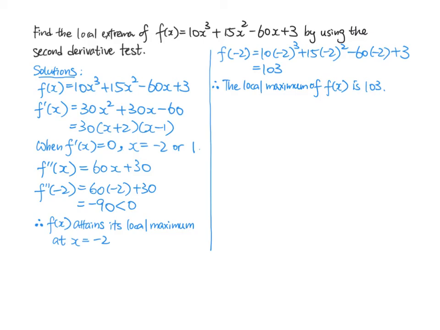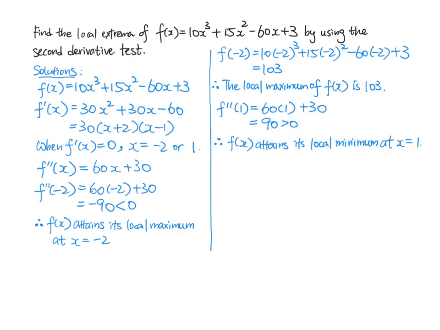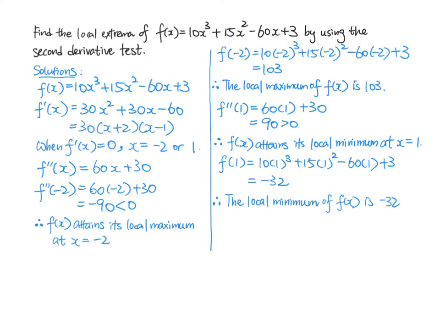On the other hand, if we look at the other x, again, you put the 1 back into the second derivative here. It's 90, greater than 0, and therefore f of x has its local minimum at x equals 1. And again, you put it back into the original function to know where the position is, which is -32, and so the minimum of the function is -32.